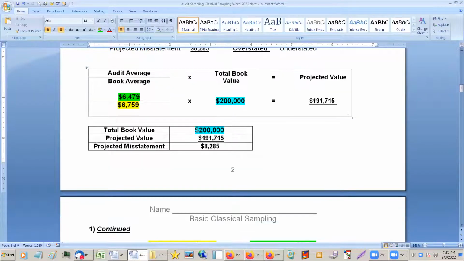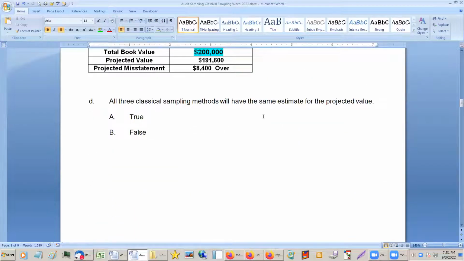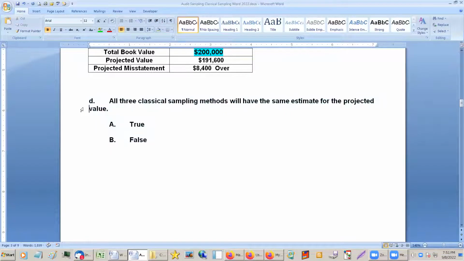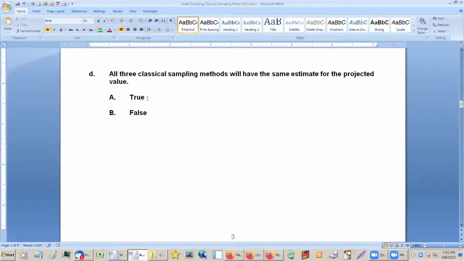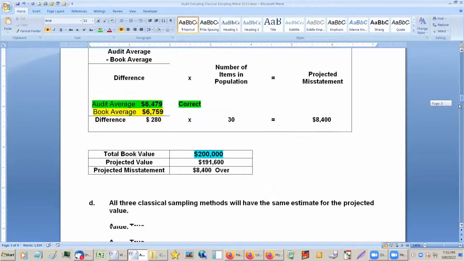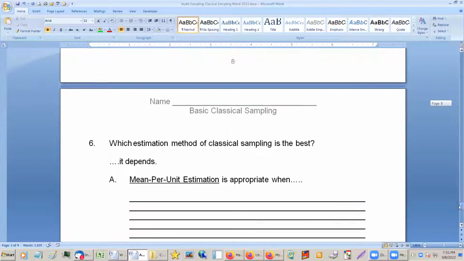You know, let's go to the end here for a second. Let's ask Hannah. D is a pretty easy question. All three classical sampling methods will have the same estimate for the projected value. Is it false? Right there, they all came up with different amounts. But if you go to the very end of this handout, this is probably as good a time as any to do it.